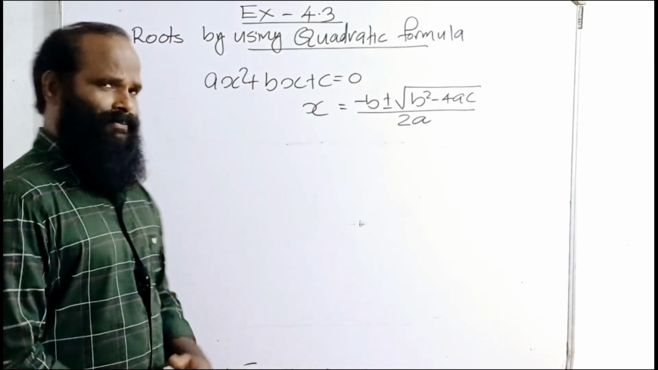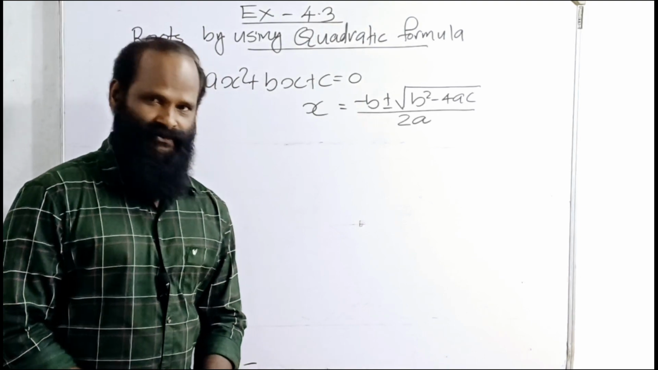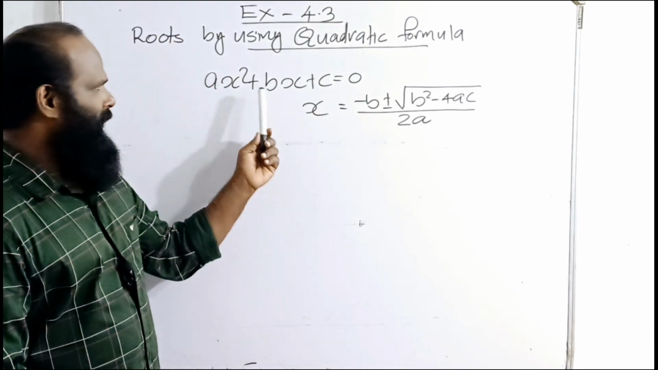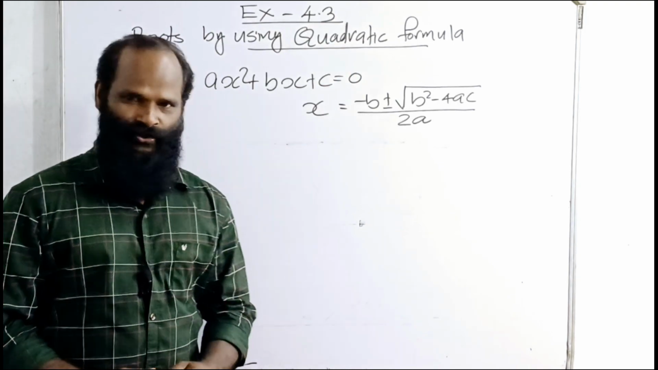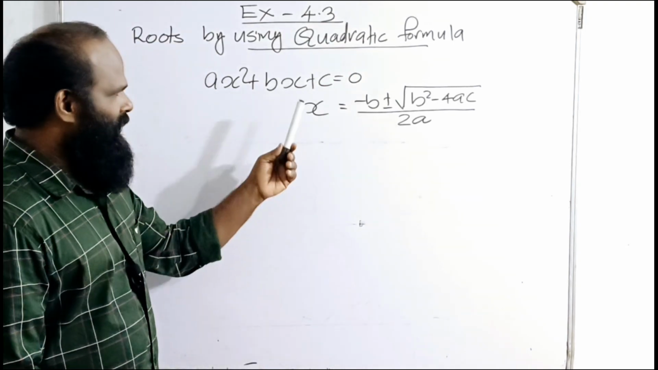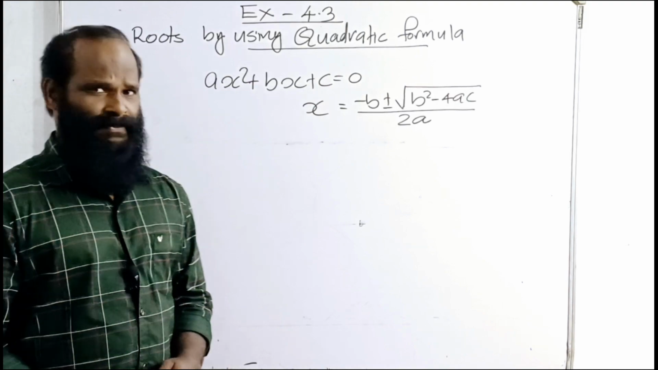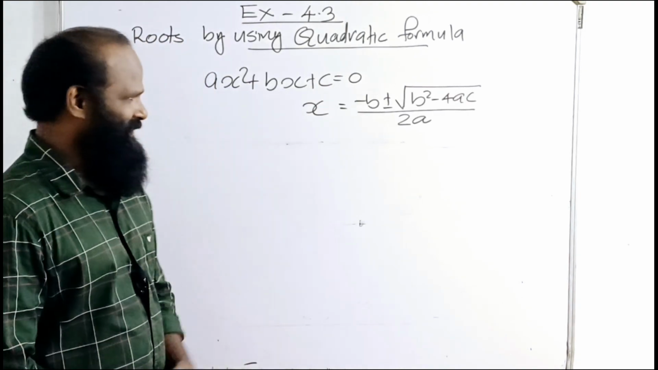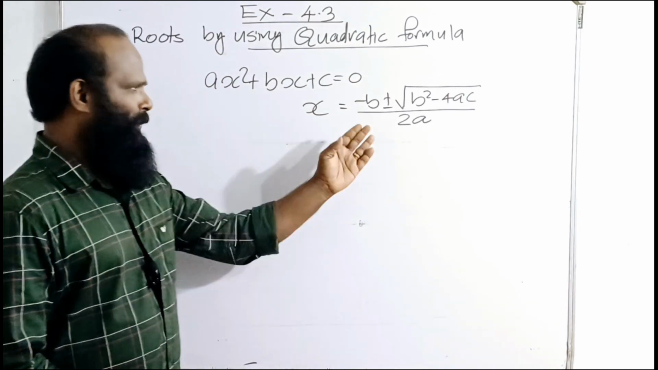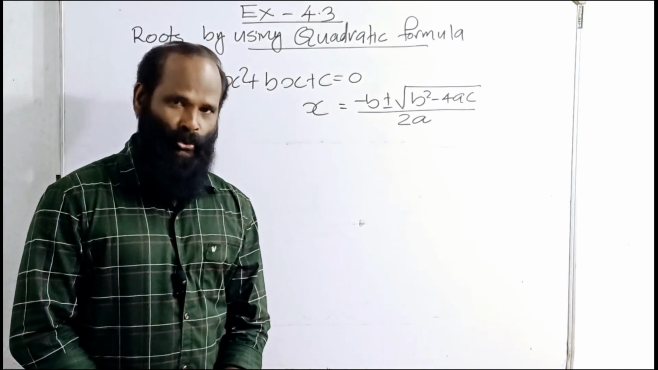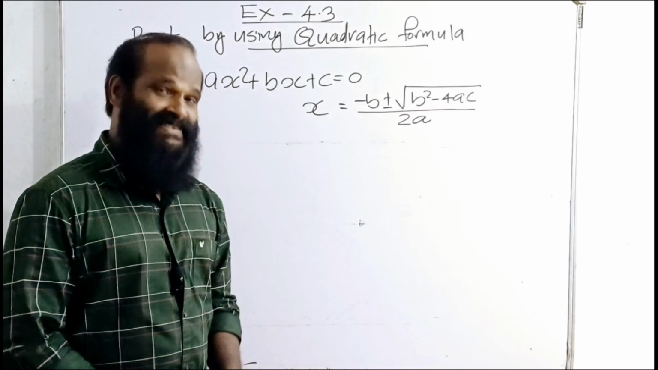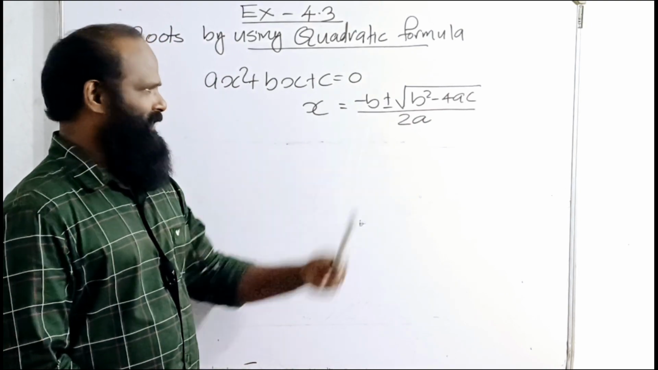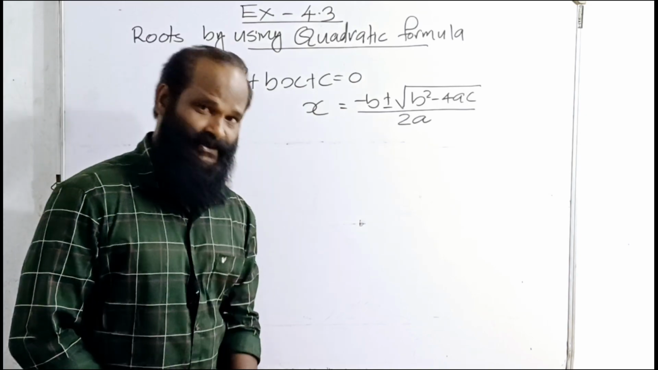Let us start from the standard form of a quadratic equation. We know the standard form of a quadratic equation is ax square plus bx plus c is equal to 0. Then the value of x using the quadratic formula is this: x is equal to minus b plus or minus root b square minus 4ac by 2a.